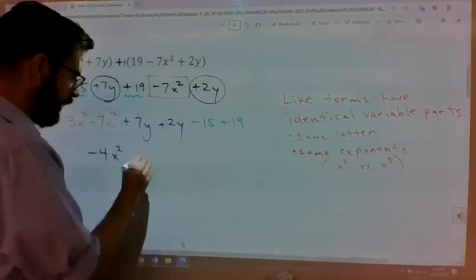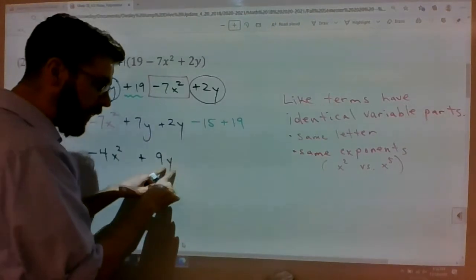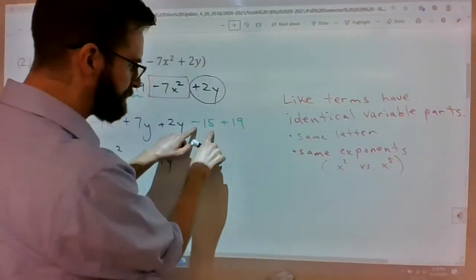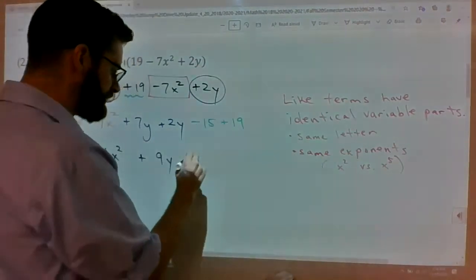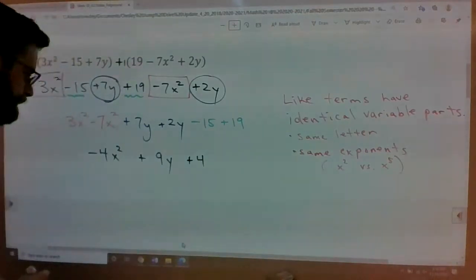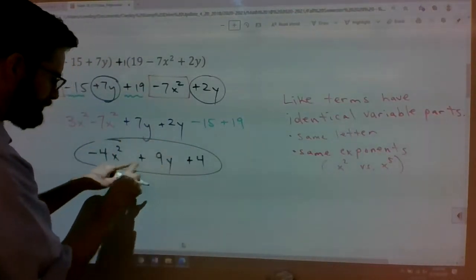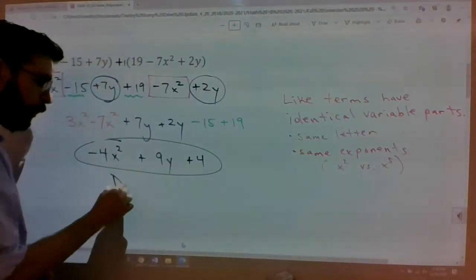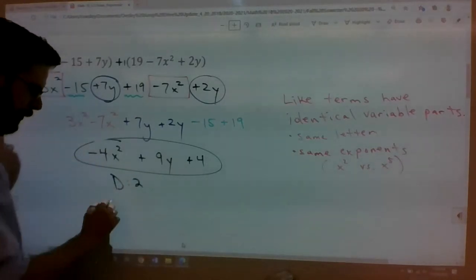7y plus 2y is going to be 9y. Still just a y, not y squared. All right? And then negative 15 plus 19, opposites subtract. Take the sign of the bigger one. It's going to be plus 4. It is in standard form, degree 2, degree 1, degree 0. So the degree of the whole polynomial is 2. The leading coefficient is negative 4.